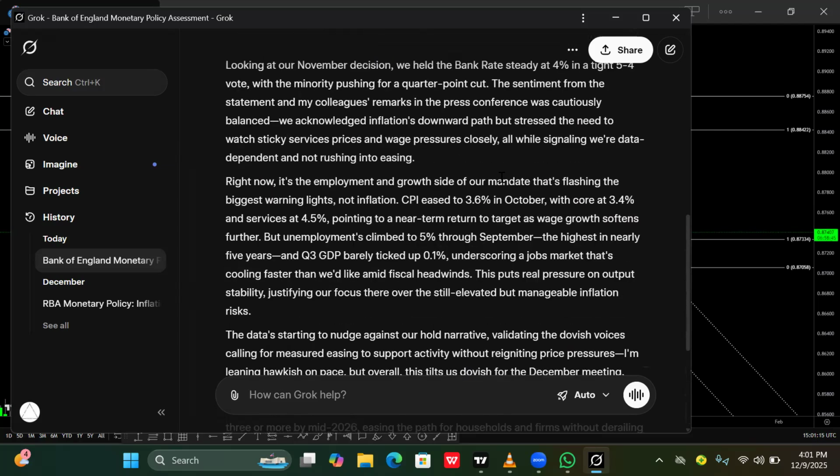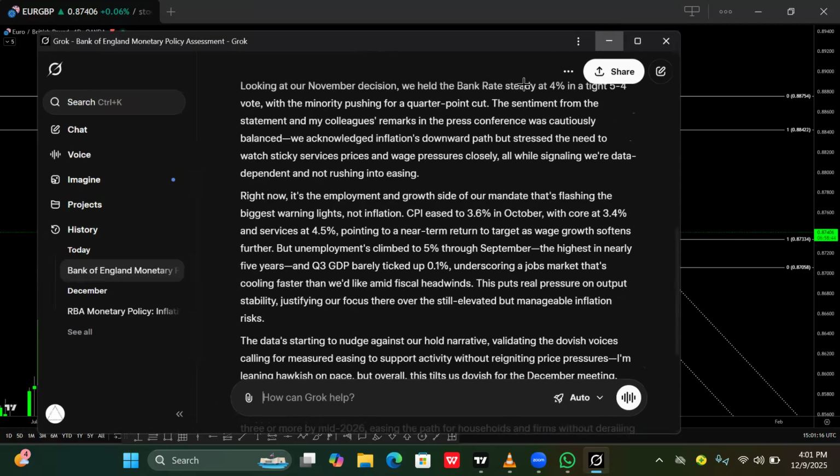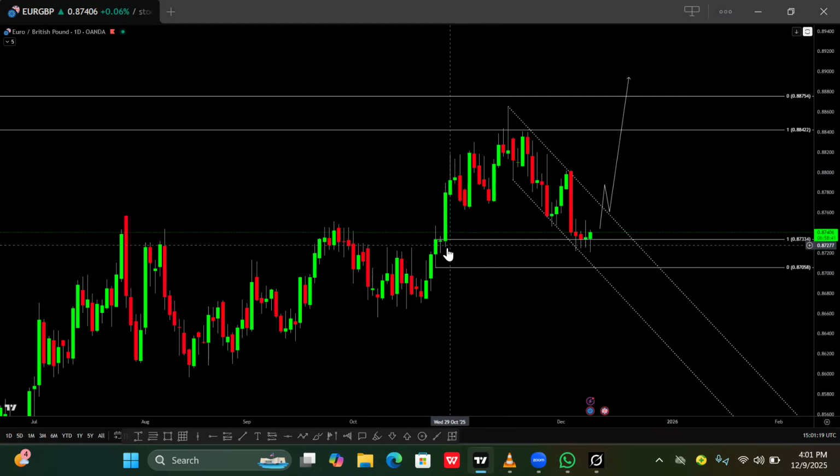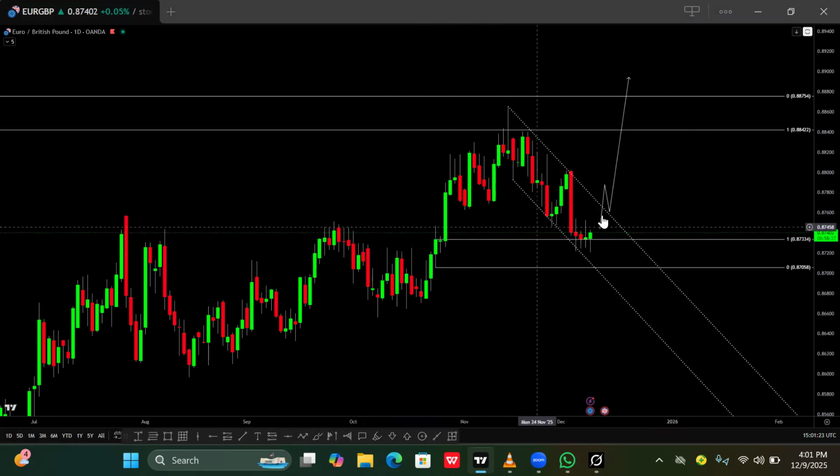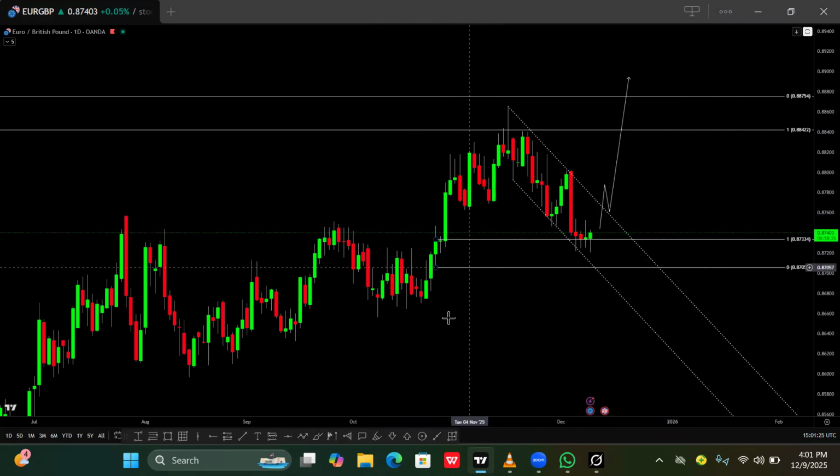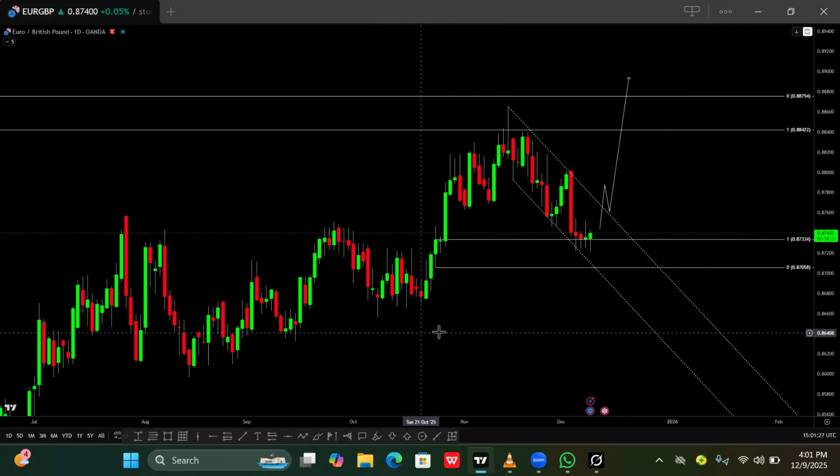And this is actually cool. So the tone of the Bank of England has pivoted from being hawkish to now being dovish because one of their dual mandates is under pressure, which is not inflation, but rather the labor market.